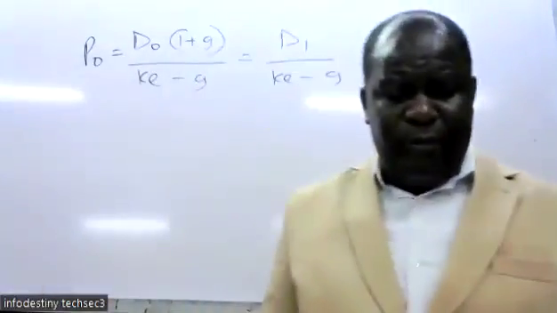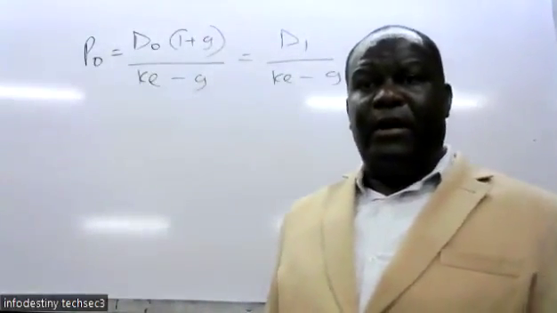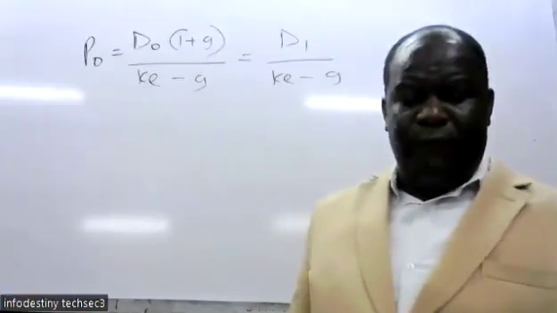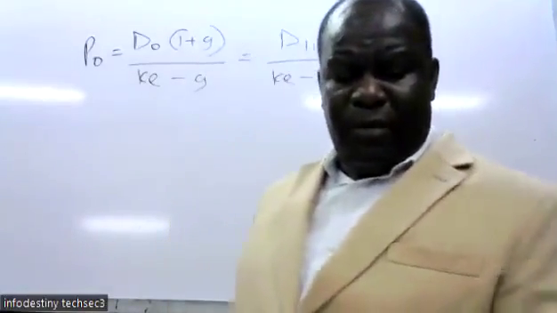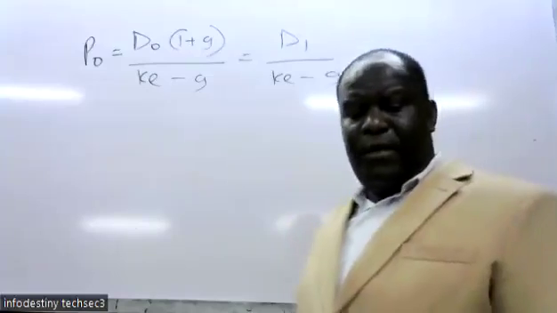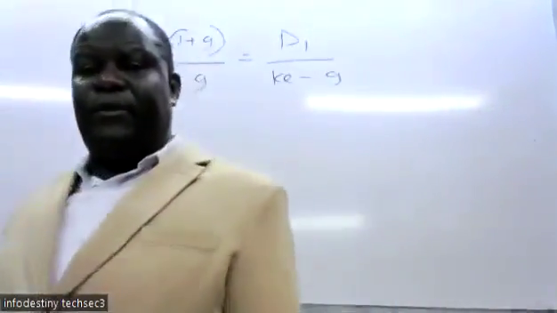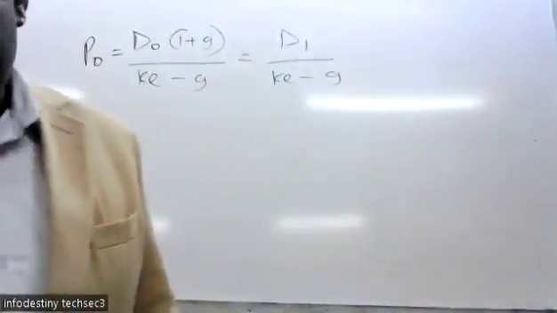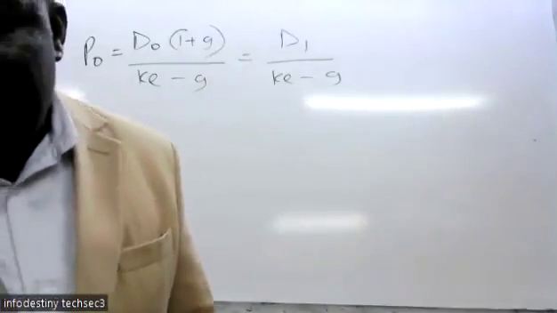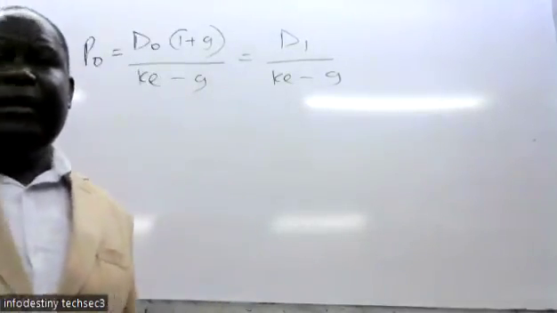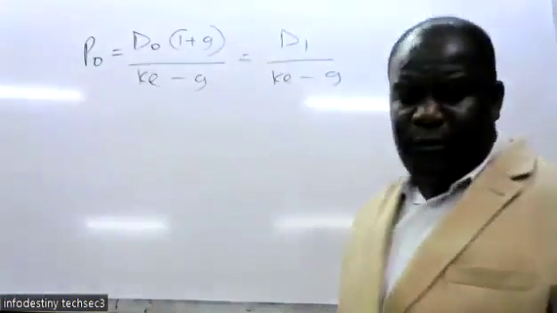Then another paragraph, we can note that there are normally two methods of computing the constant growth rate as follows.